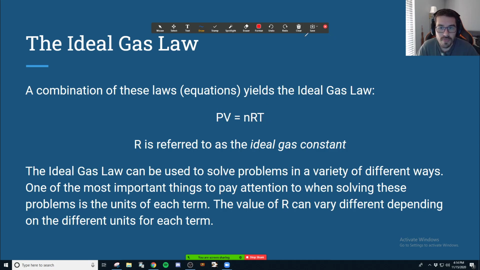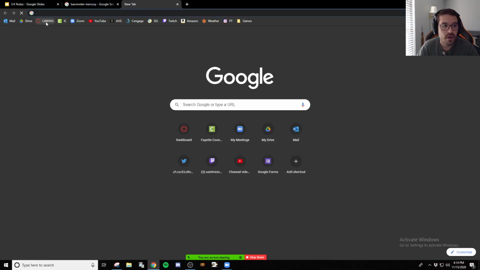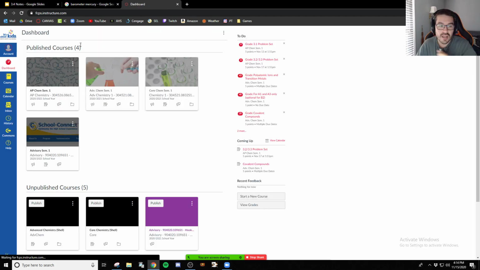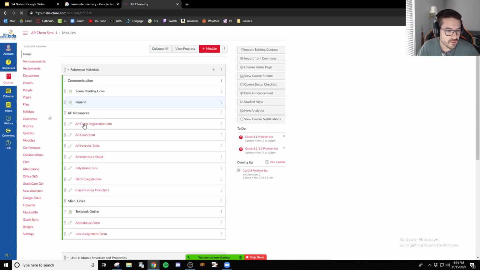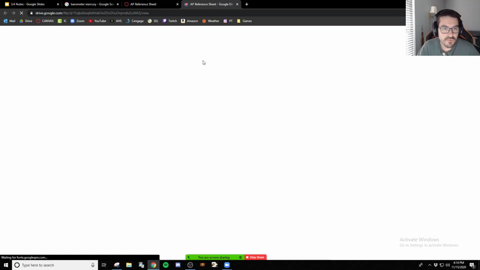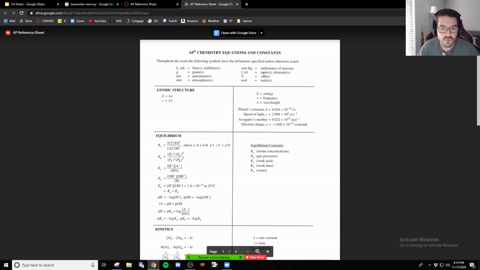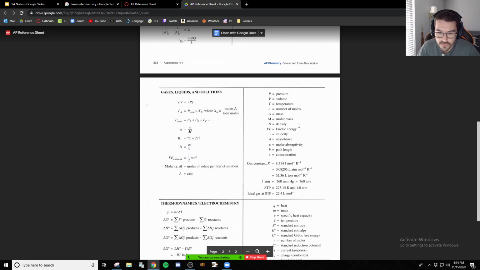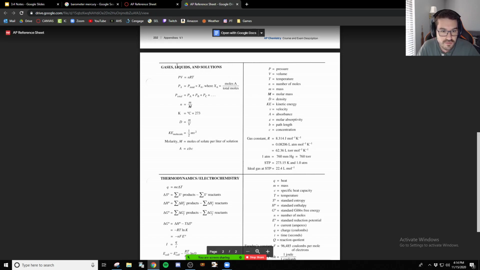And FYI, if you're wondering, do I need to memorize these units of R? The answer is no. If you go into Canvas, and I think I actually gave everybody a hard copy of this at the beginning of the year, look in your AP resources for the reference sheet. This is like your equation sheet that you're going to have access to, along with the periodic table. There are values of R here that you can use. And so here's the gases. You see these equations here, the ideal gas law, the partial pressures. And then here are the gas constants.